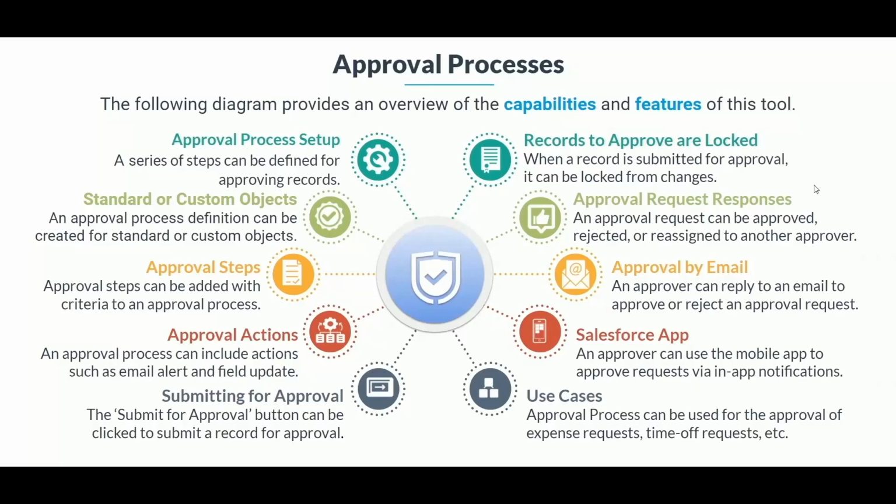Again, approval processes are for when records need to be approved before something happens to them. One use case might be that people need to review an opportunity before it gets finalized. Or in the case of giving a discount on a sale, a manager might need to approve a higher than expected discount. So again, let's go take a look at the org and see what this looks like.